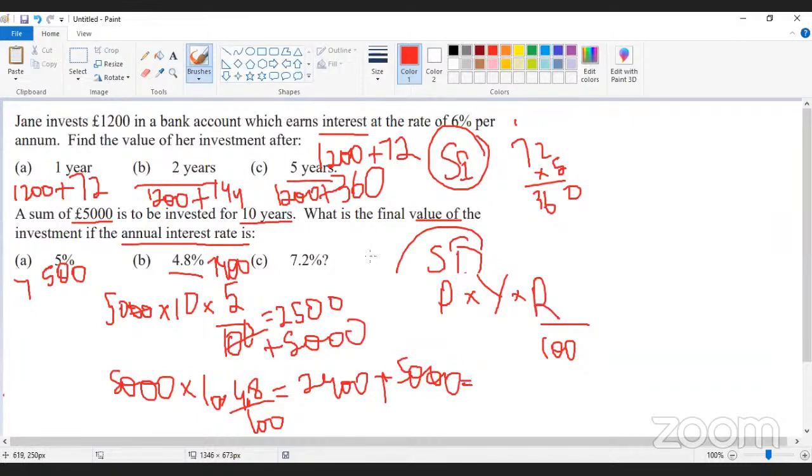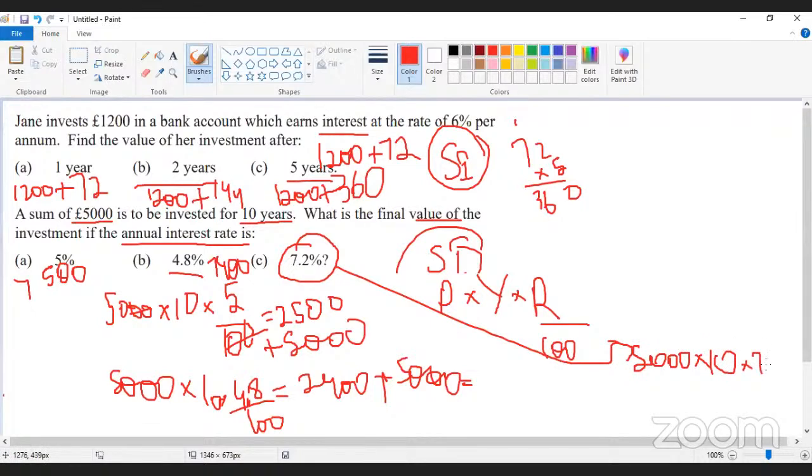The same thing for the last one, 7.2%. That is 5,000 for 10 years, times 7.2 divided by 100.